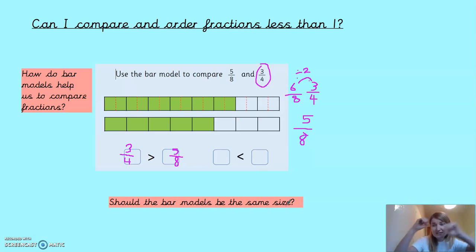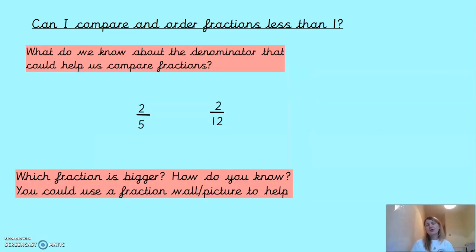So pictures and bar models can be helpful. What about this one? I've got 2/5 and 2/12. If I said to you, right, which one do you think is bigger? What might you say? What information might you use to help you with that? Well, if we remind ourselves, the numerator I can see is the same, but our denominator is different. Remind me, what does our denominator tell us? The denominator is how many equal parts something is cut into, isn't it?